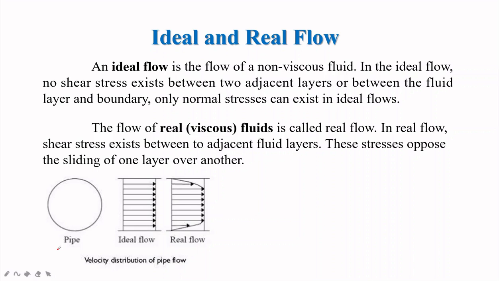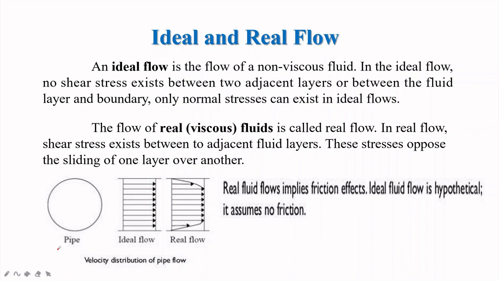So the ideal fluid is a flow of a non-viscous fluid. In the ideal flow, no shear stress exists between two adjacent layers, whereas in the real fluid, which is a viscous fluid, shear stress exists between the adjacent fluid layers. That is about ideal and real fluids. Real fluid flow implies friction effects. Ideal flow is hypothetical, means it is imaginary, it does not exist. So real fluid implies friction and ideal fluid assumes no friction.